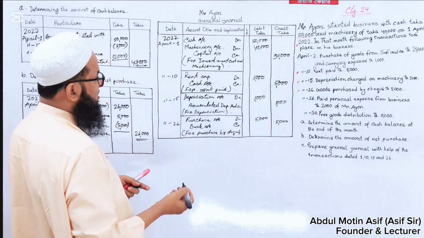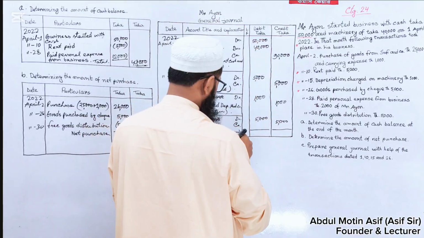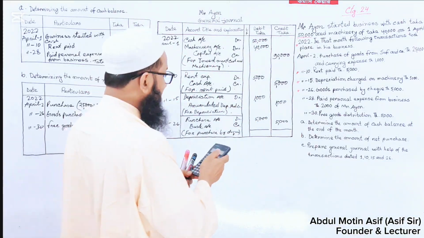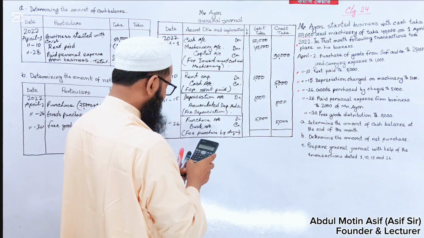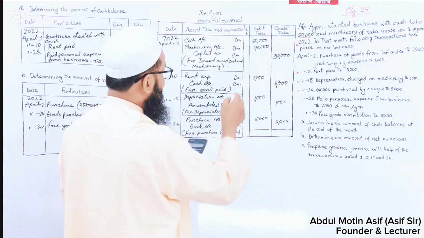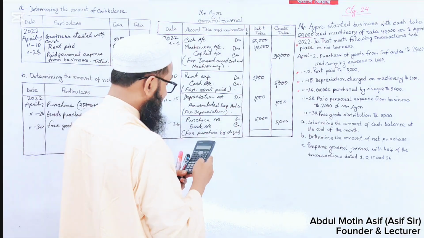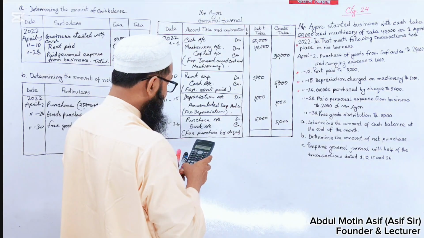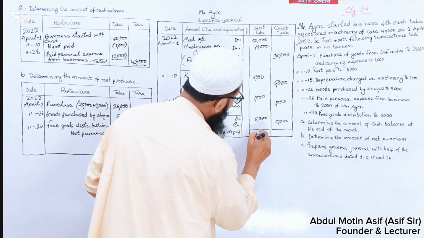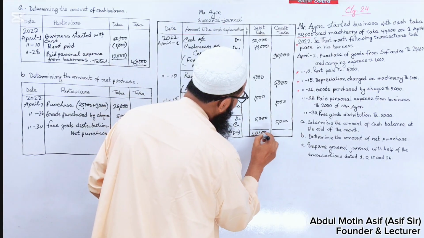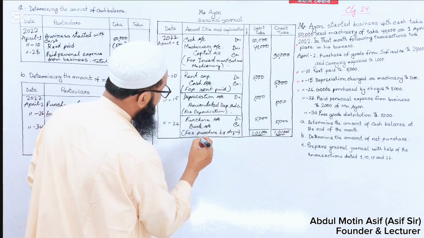Okay, dear students, we have finished. Now we calculate the total amount. We calculate by calculator. 50,000 plus 40,000 plus 5,000 plus 1,000 plus 5,000. Okay, total amount 1 lakh and 1,000. Okay, dear students, we write total.